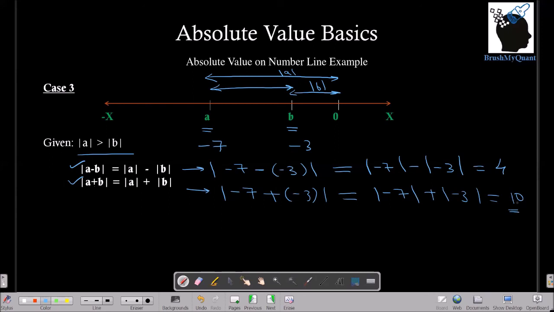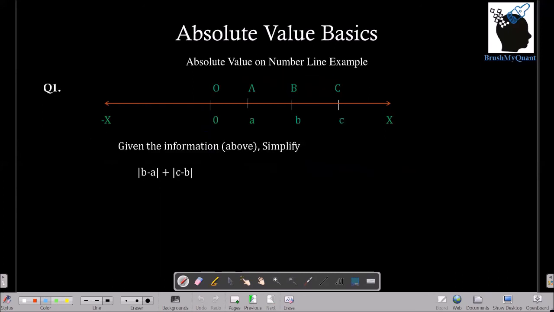Now let's solve a problem based on this. You can pause the video and give it a shot. Okay, so let's try this. So here we have been given a number line and there are 3 points given, A, B and C, and all 3 of them are positive, and C is greater than B and B is greater than A. And we need to simplify mod of B minus A plus mod of C minus B.